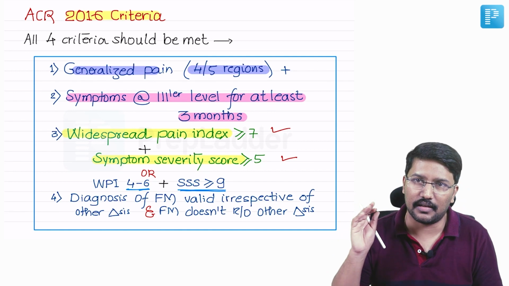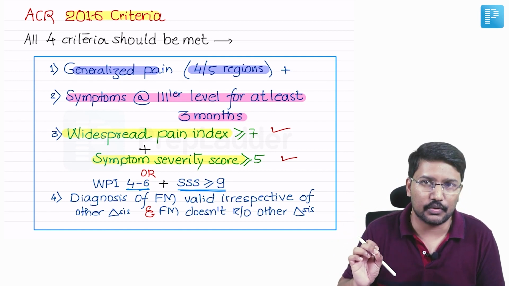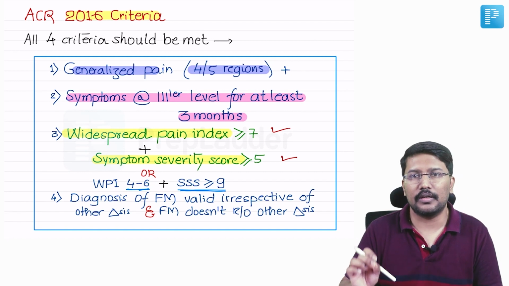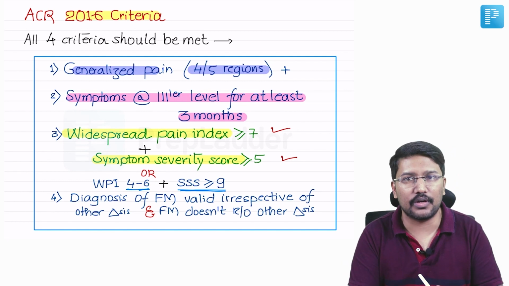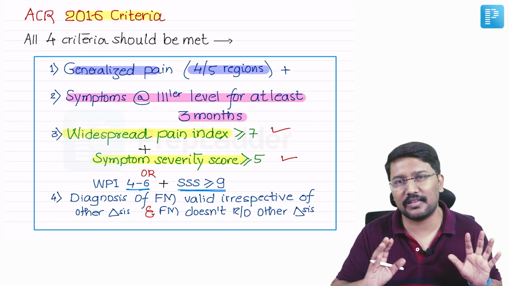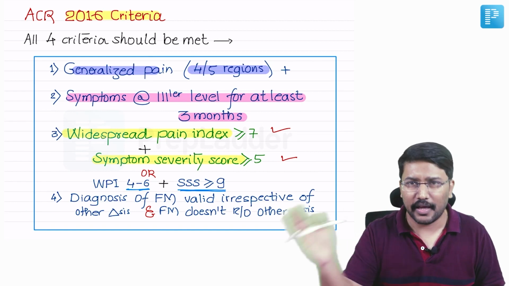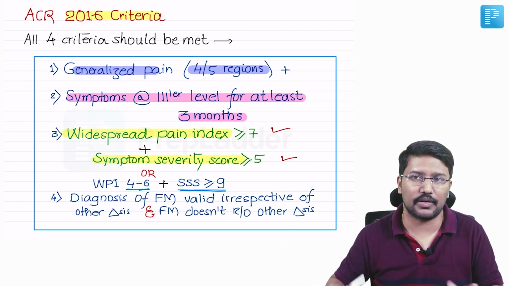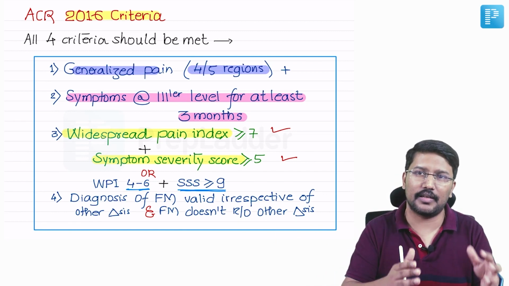Now the last criteria, number 4, is very, very important, and I want you to pay attention to that. What is criteria number 4? The diagnosis of fibromyalgia holds good regardless of other diagnoses. If these criteria are satisfied, even if it is a case of, say, rheumatoid arthritis or any neurological disorder or any endocrine disorder, the fibromyalgia diagnosis holds good.